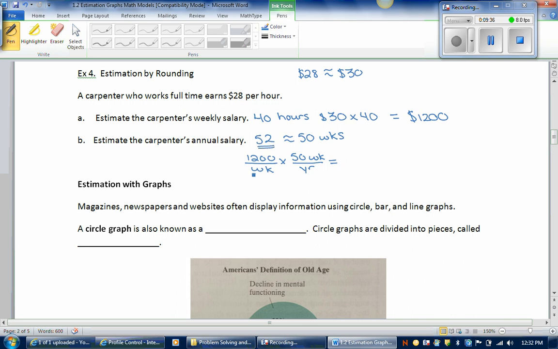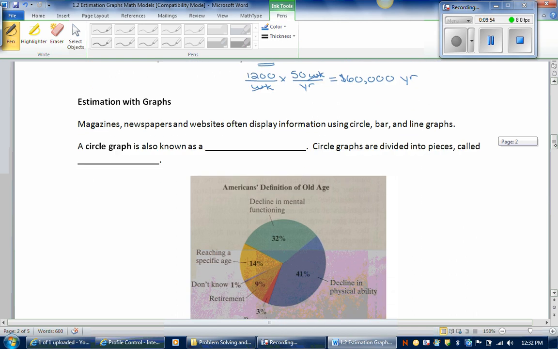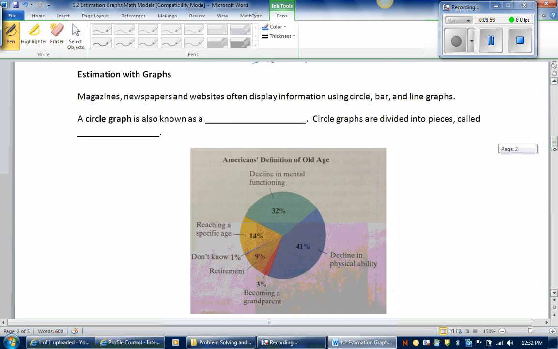Okay. Those zeros are going to cancel. 12 times 5 is 60. And we've got 3 zeros. So we're looking at $60,000 a year. And that's all, again, estimation. Okay? All right, so let's look at some estimation with graphs.